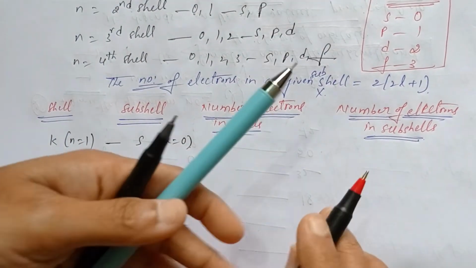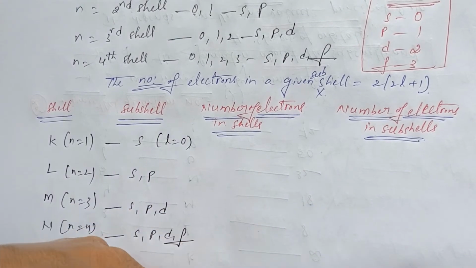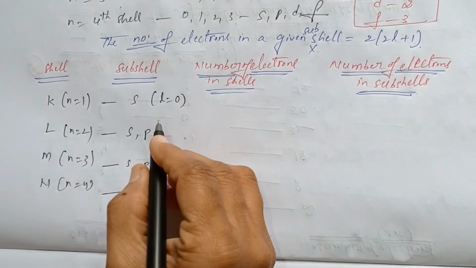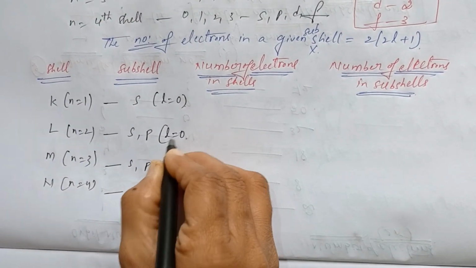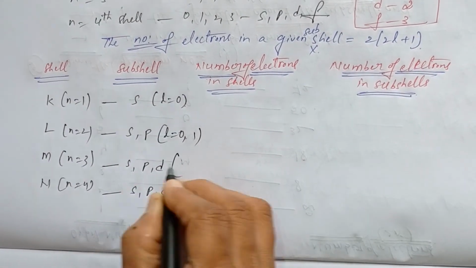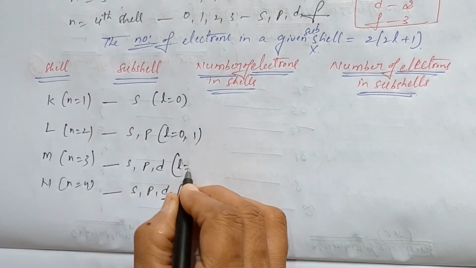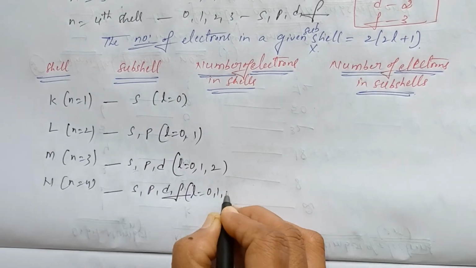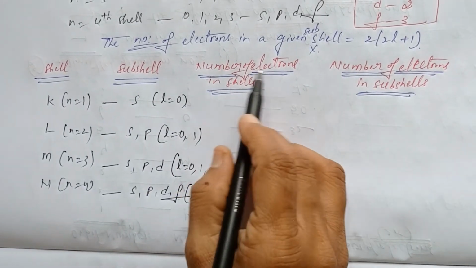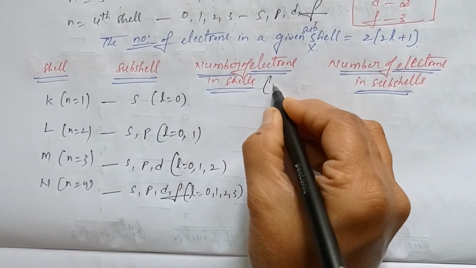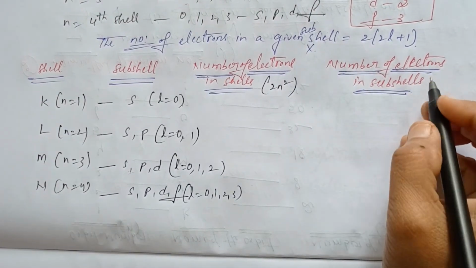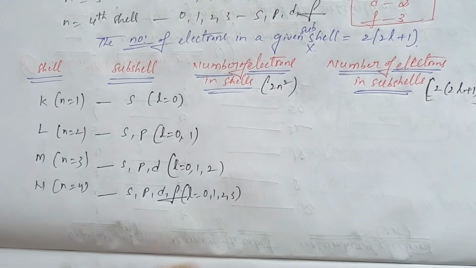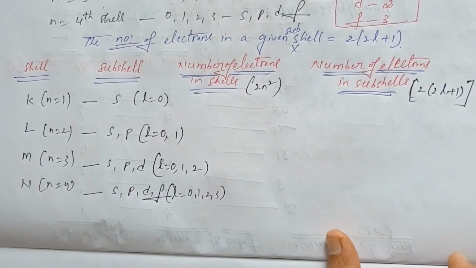So like that only, here also I am taking. See here, L equal to 0. Now here SP is there. SP means S value L is 0, P value 1. Here S0, P1, D2. Here the L values are 0, 1, 2, 3. Correct? Now coming to the number of electrons present in the shell, the formula is 2n square. The number of electrons present in the subshell is 2 into 2L plus 1. Are you clear? This is the formula.